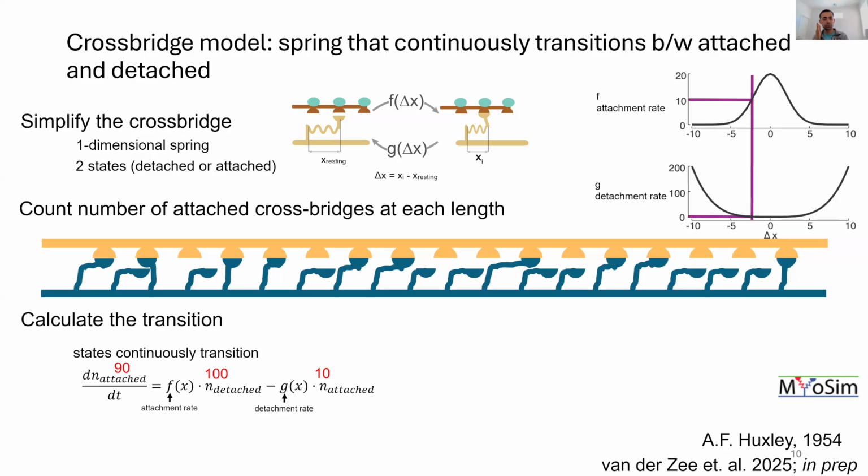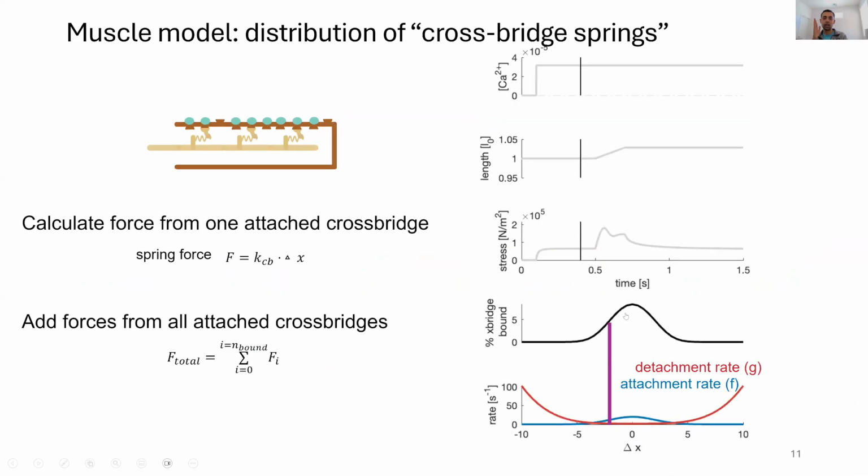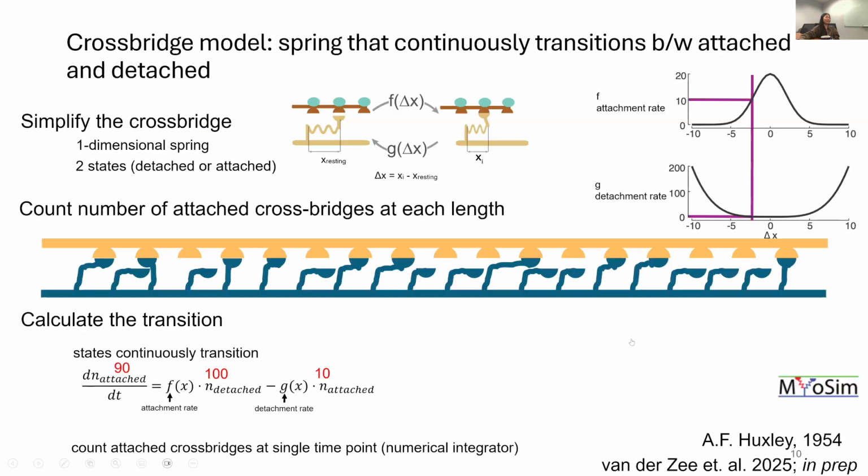So if that distribution is centered at 0, that means that on average, all the bound cross-bridges are at equilibrium. We have the highest number of cross-bridges bound at the center, at the equilibrium. And that is because our attachment rate is highest at the equilibrium. That makes sense because it'll be easier to bind if they are aligned. And then it becomes easy to lose it when they are pulled too far away.